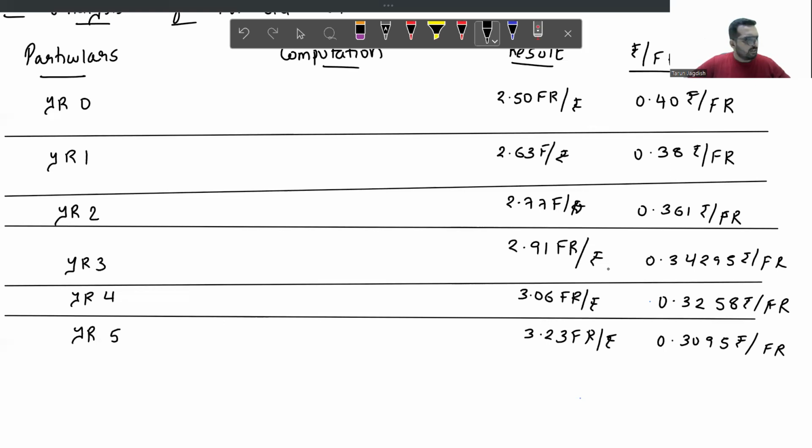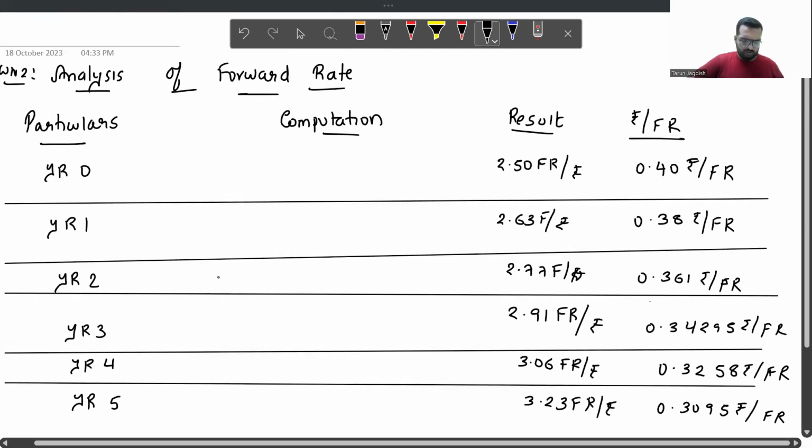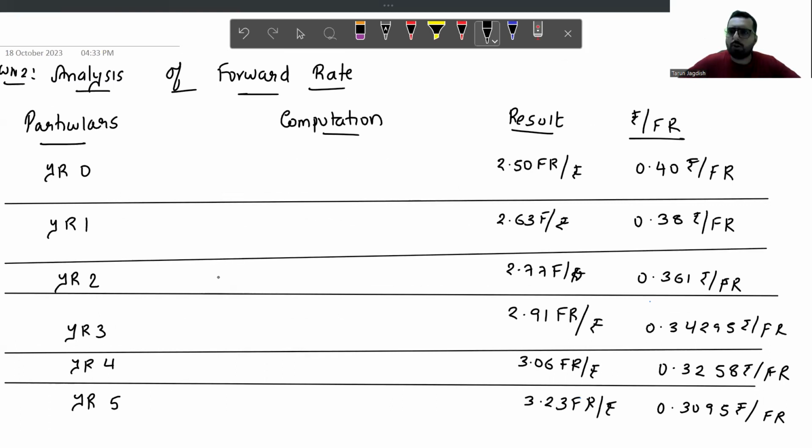Wait, let me check how your textbooks have done it. No, this is the right answer, but your textbook has done it the other way. They have just added 5%. That is not conceptually correct. But if you do 2.5 plus 5% means you're trying to say that FR is appreciating, sorry, rupee is appreciating by 5%, but that's not the correct answer. What to do? This is the correct one actually. This is how you're supposed to do. But your material has done it the other way around.